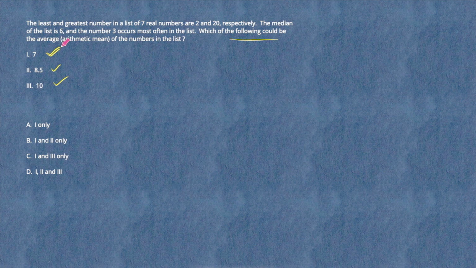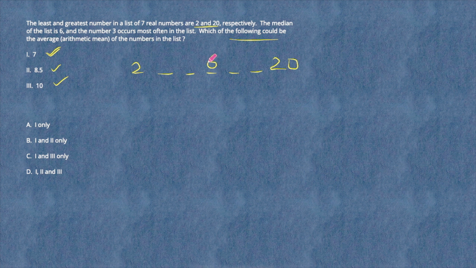What is meant by median? The median of a list: you arrange the list of numbers in ascending or descending order, and the middle value will be 6. They've given the first number is 2 and the last number is 20. So then there is 2, 3, 4, 5, 6. So there are total 7 values. The median is 6. That means 6 comes here.